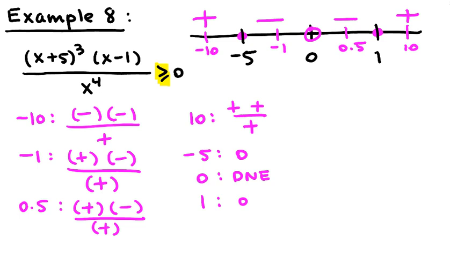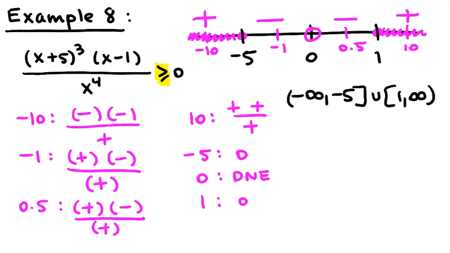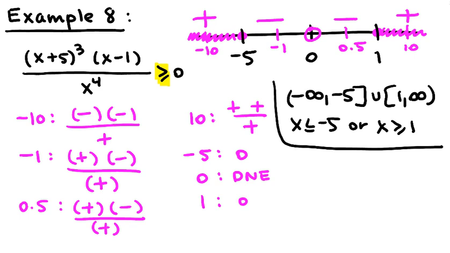And then if I'm interested in where this thing is positive, greater than or equal to 0, okay, that's going to be x is less than negative 5, so negative infinity up to negative 5, except we are going to include negative 5, so that wants to be a square bracket. Union 1 to infinity, and we want to include 1 as well, because at 1, the value of the fraction is equal to 0. Or you could write this as x is less than or equal to negative 5, or x is greater than or equal to 1, however you want it.